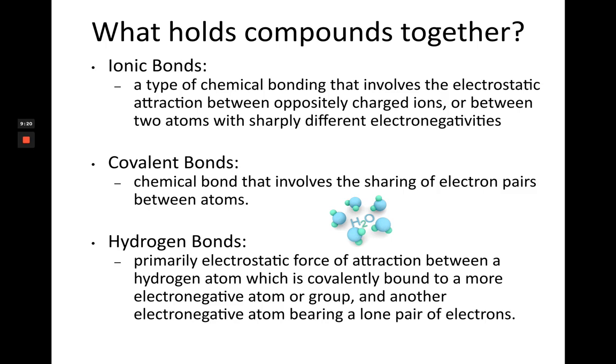The second type of bond that you need to know is covalent bonding. And covalent bonds really are just sharing electrons between two atoms. And so these bonds, instead of one taking from the other, they share those to complete their octet. And finally, we have hydrogen bonds, which is going to become very important when we start to talk about the different properties of water and the bonds that hold DNA together.